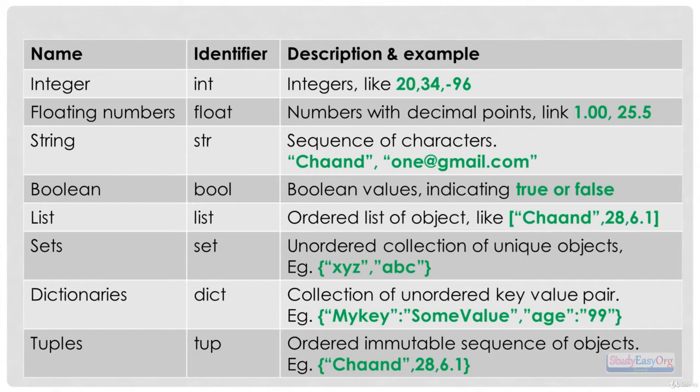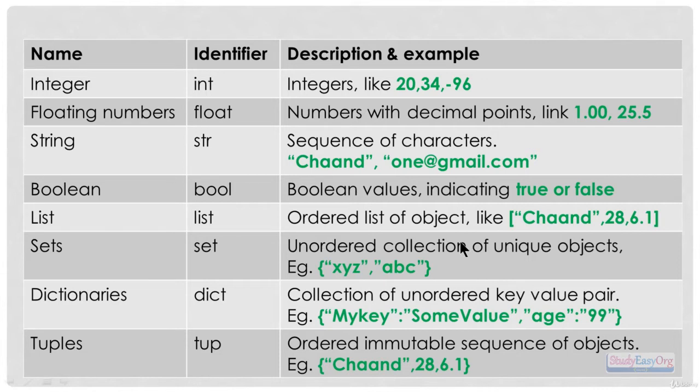Then we have list. What is a list? As the name suggests, it is an ordered list of objects. And as in this definition we are making use of this word object, in a list we can contain anything. It could be a list of integers, floating point, strings, or in fact it can contain a combination of any type of data in the list. So take a note of it.